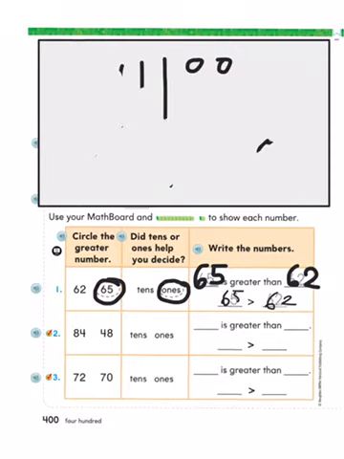The next problem, it looks like the numbers are 84 and 48. Okay, so it's your job to do the next two problems. You're going to draw 84 and 48 and compare those two numbers. Then number 3, we have 72 and 70. Okay, so try number 2 on your own and try number 3 on your own. I am on page 400 in your workbook. Okay, good luck.